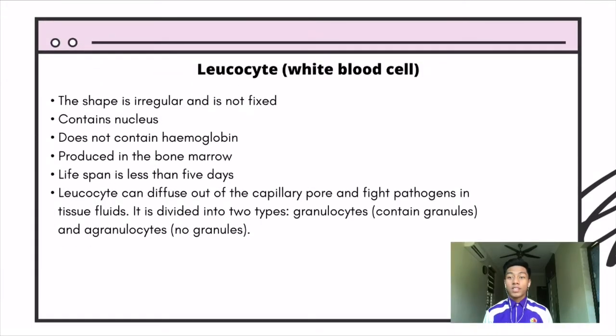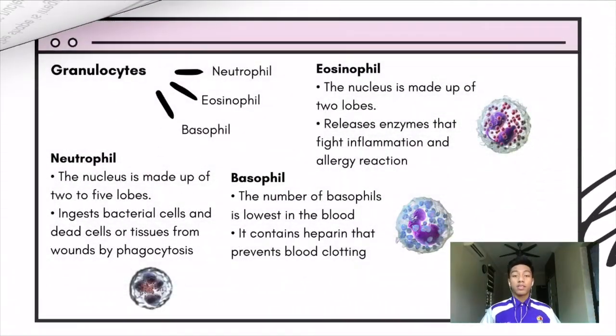Okay, next we go to leukocytes, which is white blood cell. The important things that you must know about leukocytes are: the function of leukocyte is to fight pathogens, and it does not contain hemoglobin because hemoglobin only have a red blood cell to carry oxygen. And leukocyte divided into two, which is granulocytes and agranulocytes. The differences between these two leukocytes: granulocytes contain granules and agranulocytes non-granules. Granulocyte also divided into three, which is neutrophil, eosinophil, and basophil.